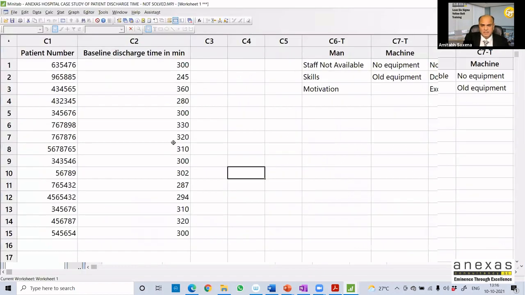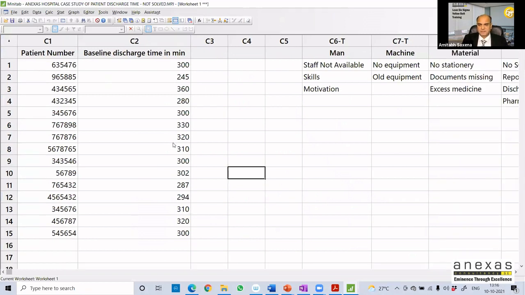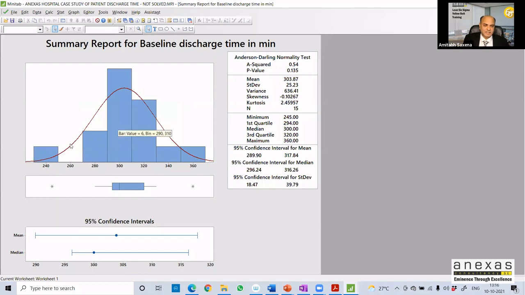No, because even if you have more patients, what will happen? Your curve will become smoother. You will get some more readings here, but the limits will remain almost the same. It won't change much. So why should you collect so many samples? 30, 40, 50 samples is good enough if it is continuous data, and 100, 200 samples is good enough if it is attribute data.